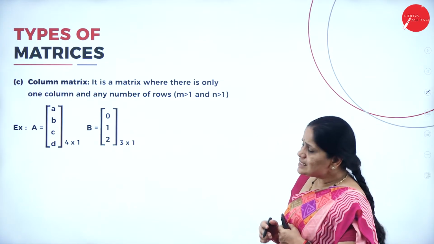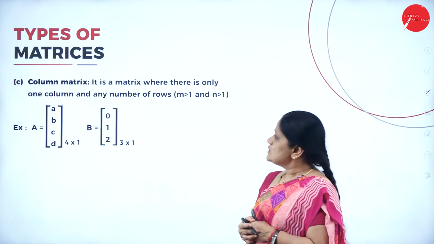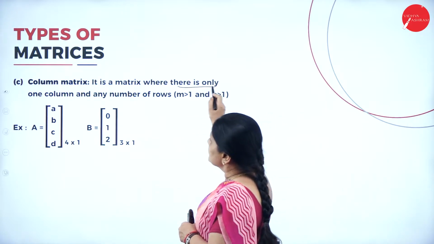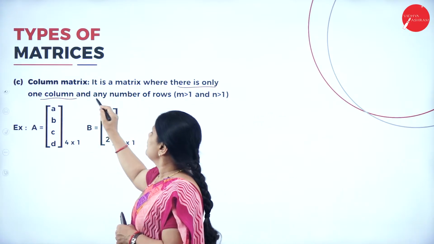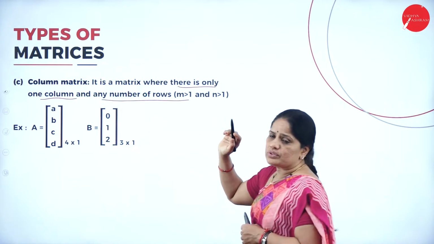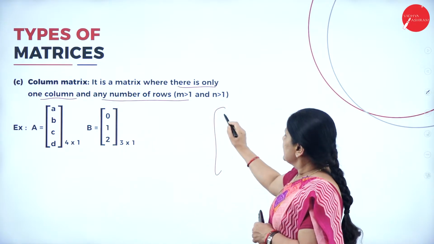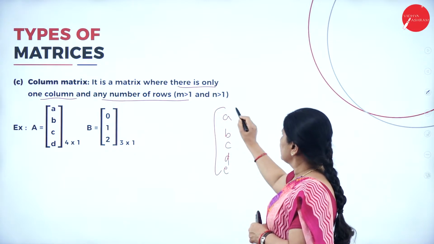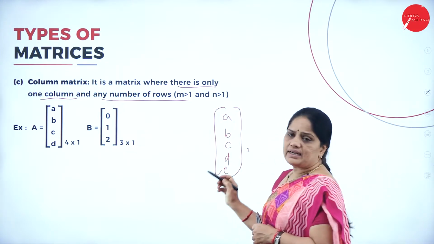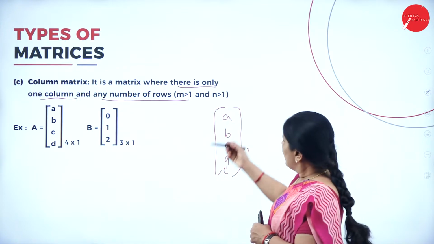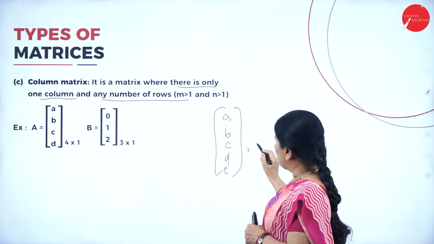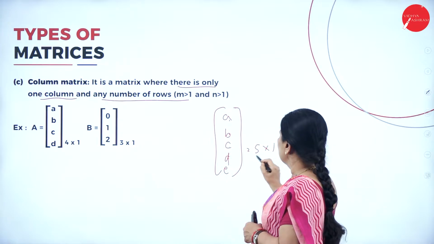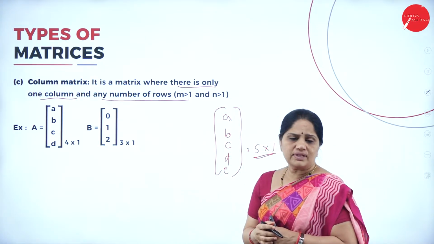The next one is a column matrix. So it is a matrix where there is only one column and any number of rows. Suppose I write A, B, C, D, E. So it is a matrix where there are many rows. How many? 1, 2, 3, 4, 5. So 5 into 1. So this is the order of the matrix.